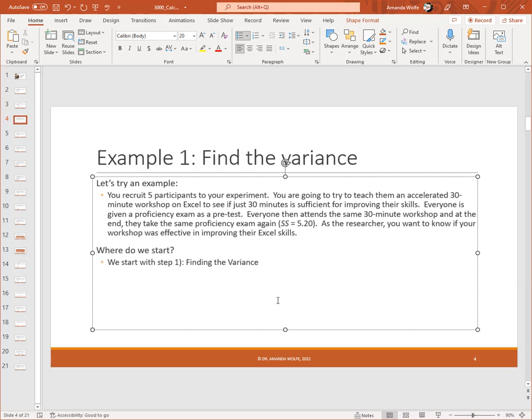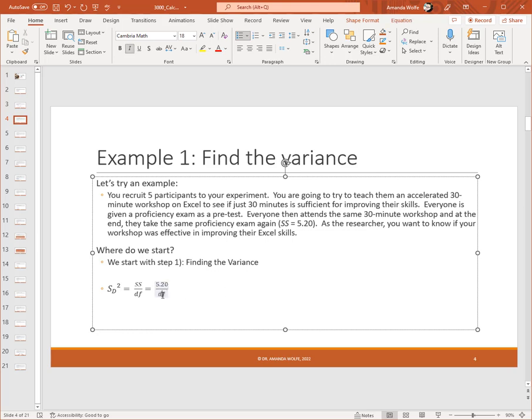So step one, we need to find the variance. I'm going to go grab the variance formula from the previous slide. Our formula for the variance is the sum of squares divided by the degrees of freedom. Well, we already know that our sum of squares is 5.20 because it was given to us in the description.